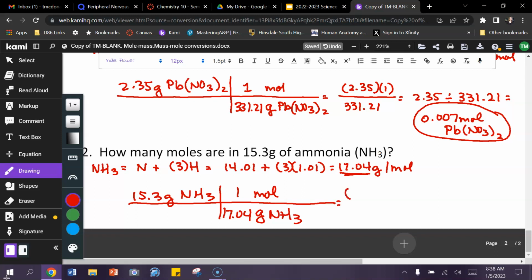And you have to multiply across the top, so we have 15.3 times 1 divided by 17.04. So in your calculator, you need to type in 15.3 divided by 17.04, and when you divide that out, you get 0.90 moles of NH3.